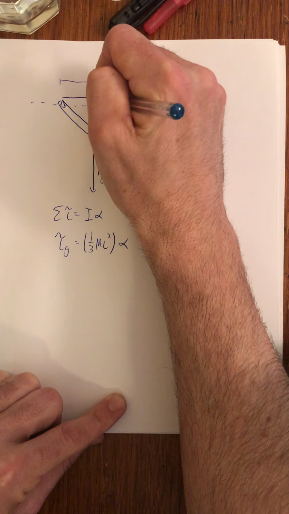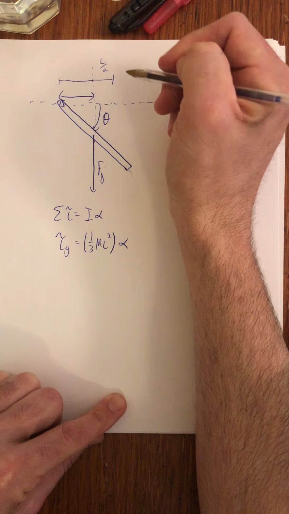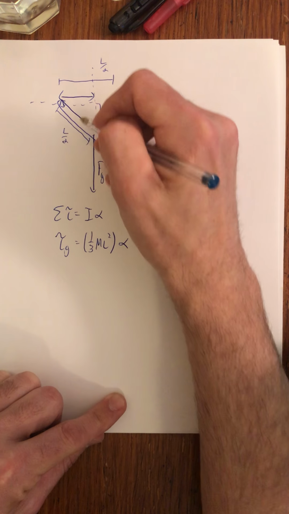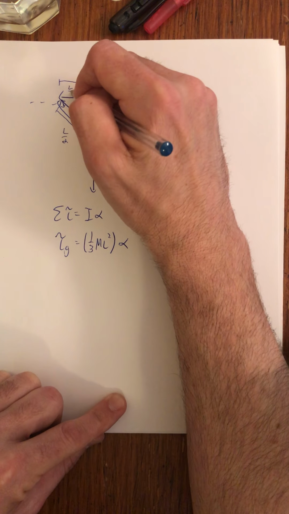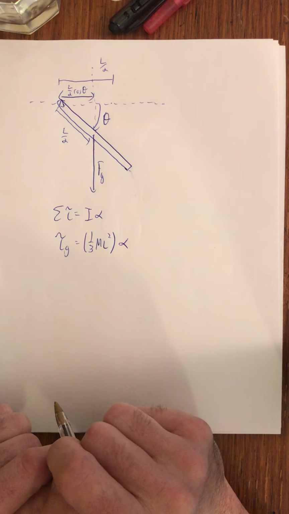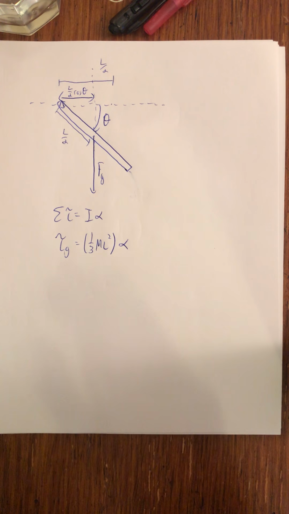So what is the lever arm distance for this? Well, I think it's pretty simple to see now that if this is L over 2 down and that's theta, then this is L over 2 times the cosine of theta. Right? Just a little bit of geometry there.